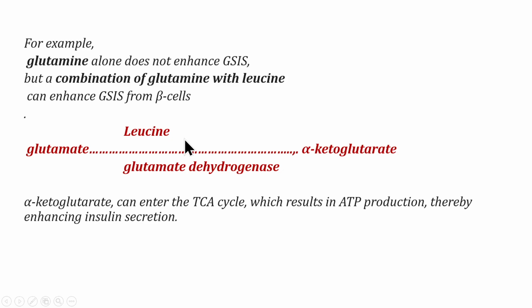cells. This amino acid leucine activates the enzyme glutamate dehydrogenase. The activated glutamate dehydrogenase enzyme converts glutamate into alpha ketoglutarate. This molecule enters into the TCA cycle, which results in increased ATP production, thereby enhancing the insulin secretion.